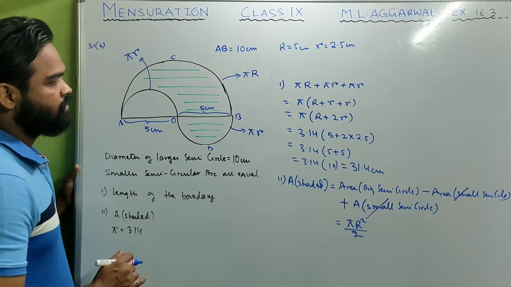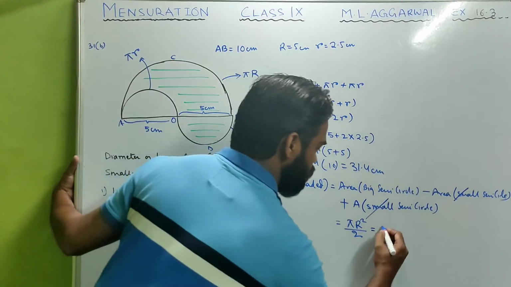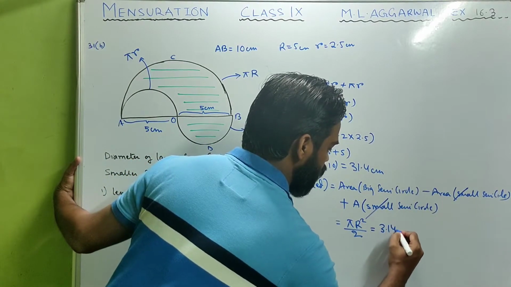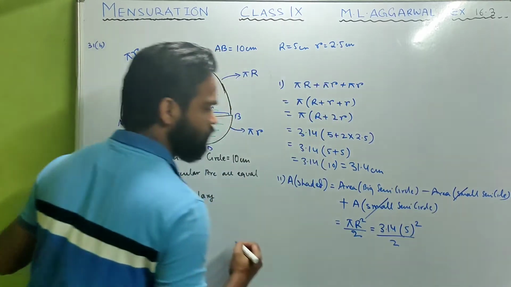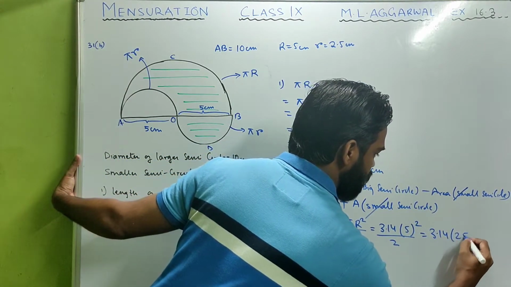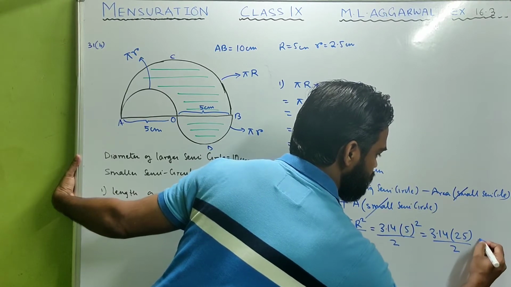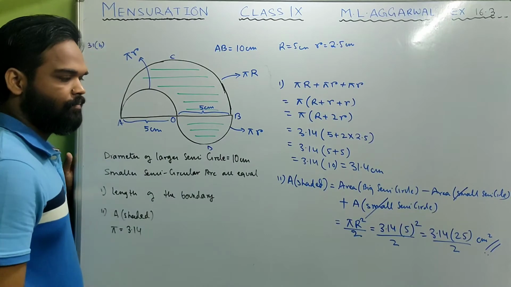Okay, so just put the values. So this is 3.14, R square is 5 square by 2, so that's 3.14 multiplied by 25 by 2 centimeter square. You can calculate this easily. Am I clear?